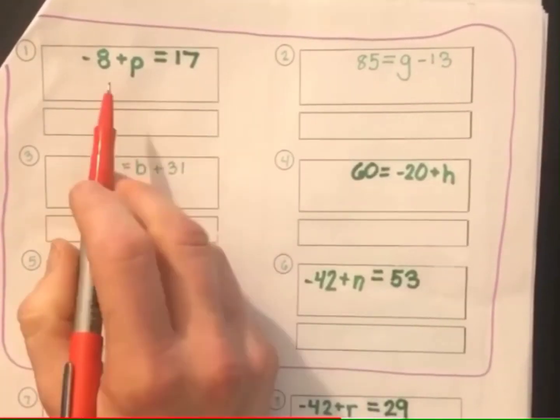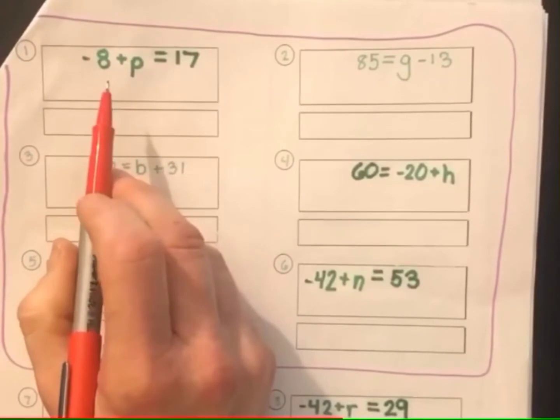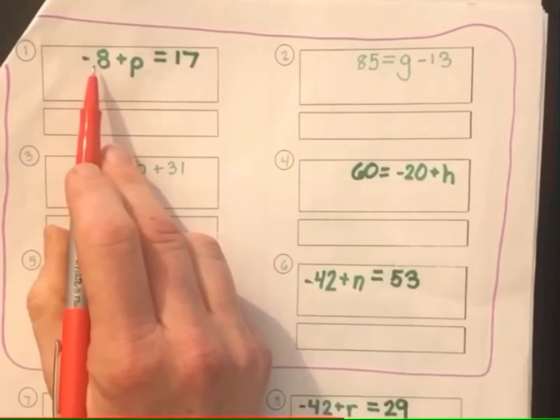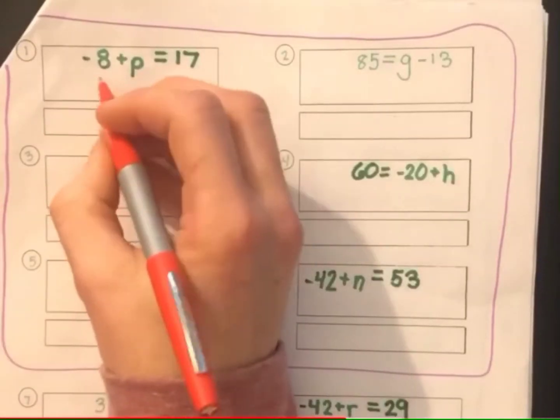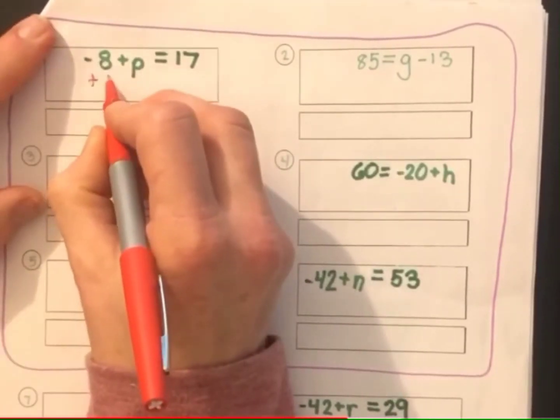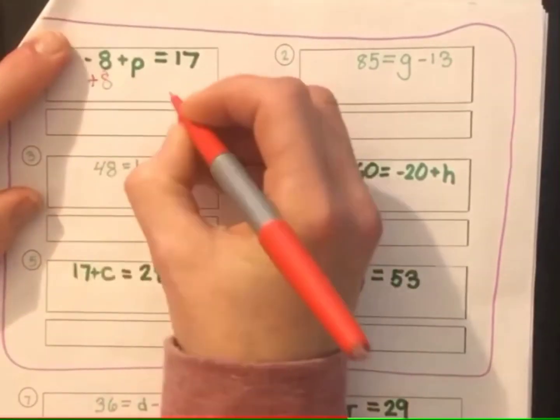Let's begin with number 1. We have -8 plus p equals 17. P is not by itself right now. It's got the -8 with it. They're both together on the right side of the equal sign. We need to get rid of the -8. To make it go away, we do the opposite. The opposite of -8 is +8.